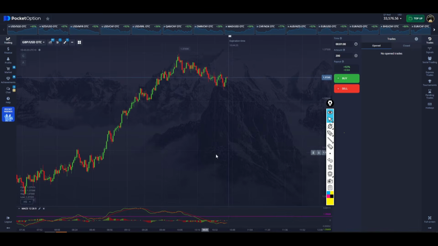Let's take a look at GBP USD. This pair looks very interesting right now. I'm entering a 2-minute trade with a recovery amount of $450 on a call option buy.